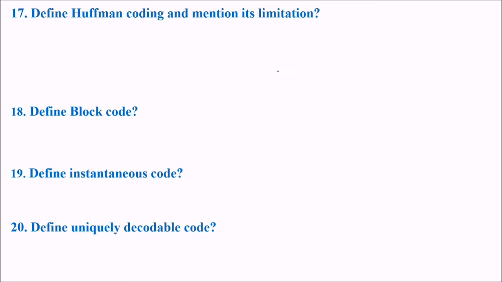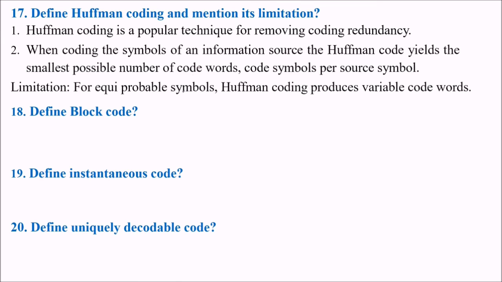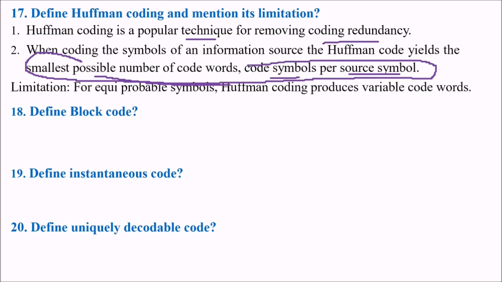What is Huffman coding, and mention its limitation? Huffman coding is a popular technique for removing coding redundancy. When coding the symbols of an information source, the Huffman code produces the smallest possible number of code symbols per source symbol. The limitation of this is that for equiprobable symbols, Huffman coding produces variable code words.